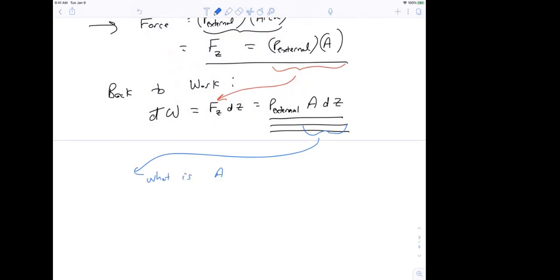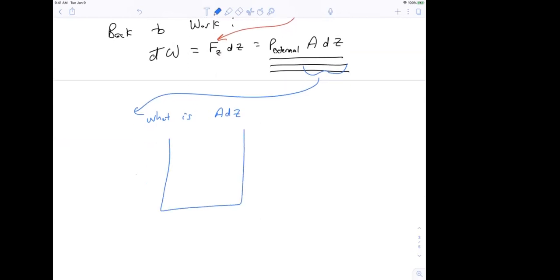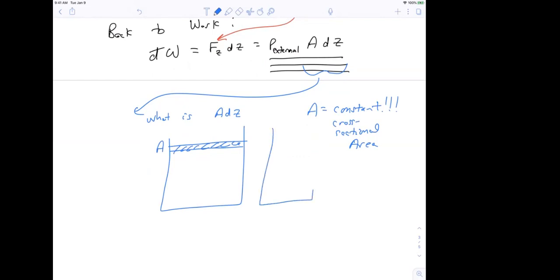What is A dz? Well, if we think about it, A is a constant, by the way. That's the cross-sectional area, again, I remind you. So it's constant. Okay, so here's our piston. It starts in this position. It has a cross-sectional area A. Okay, and then finally, I'm going to make this a little bit thinner, but you can imagine that it's the same system. So again, A is constant.